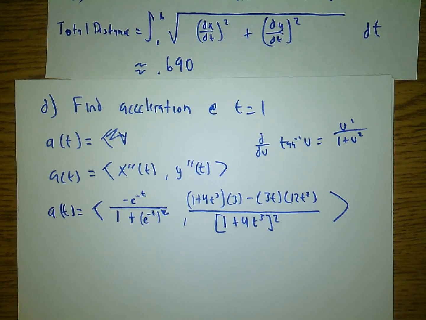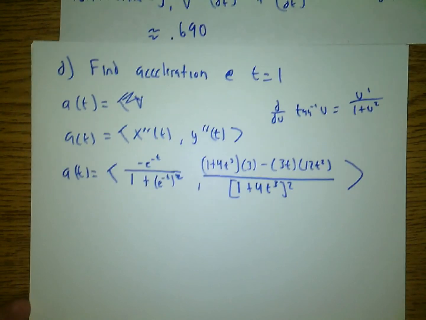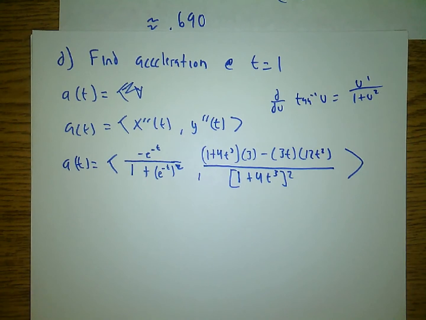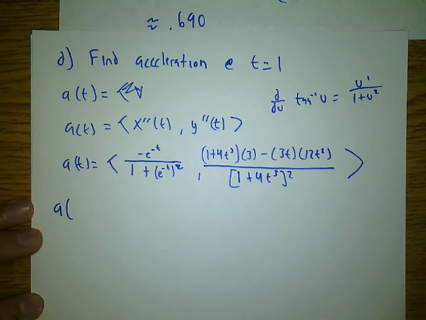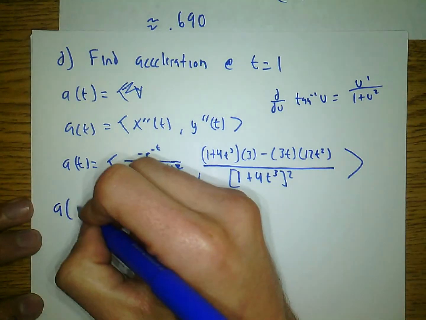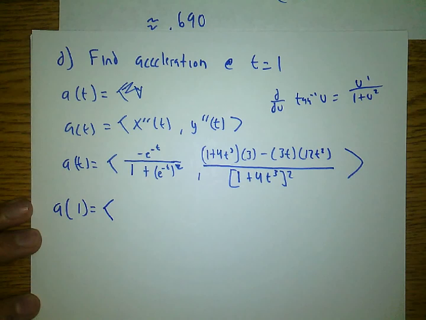Should you clean that up? There's really no need to, because they're not asking you to find the acceleration vector for all of them. They're asking you to find the acceleration where? At t equals 1. So the acceleration vector would be what?